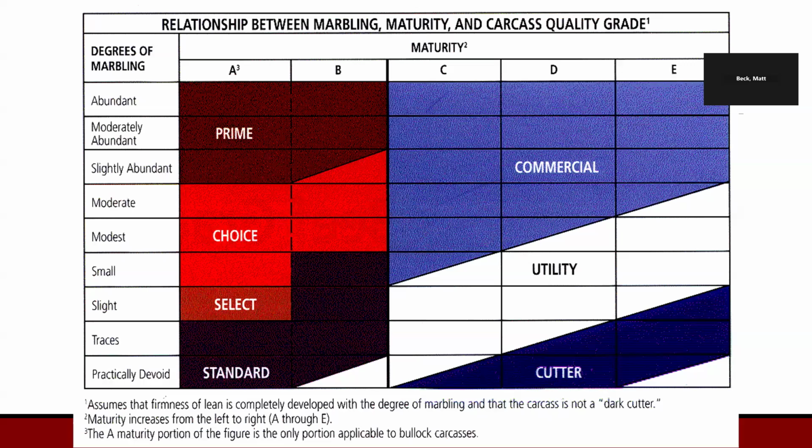Okay. So an A mature carcass can have small degrees of marbling and grade choice, but a B mature carcass can have small degrees of marbling and not grade choice. They'll be select or standard. Also, B mature carcasses can't grade select, which is interesting. Any questions about this? The main thing I want you to know: quality grade is a function of degrees of marbling and carcass maturity.